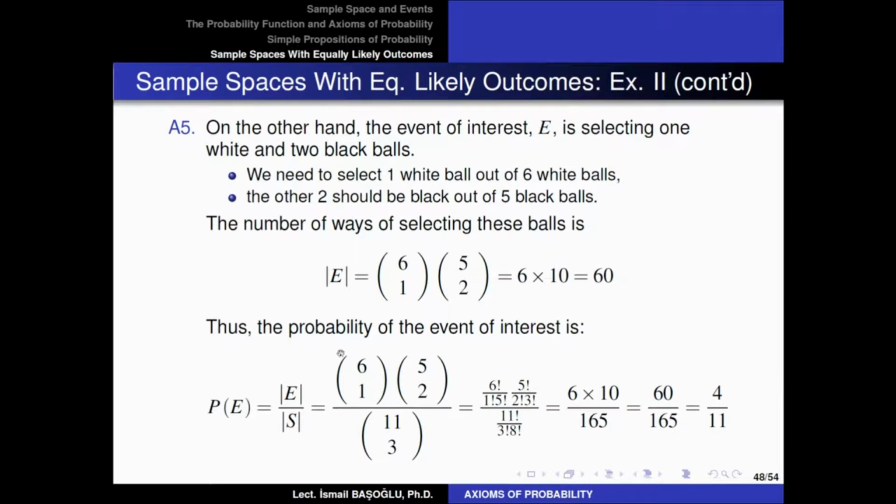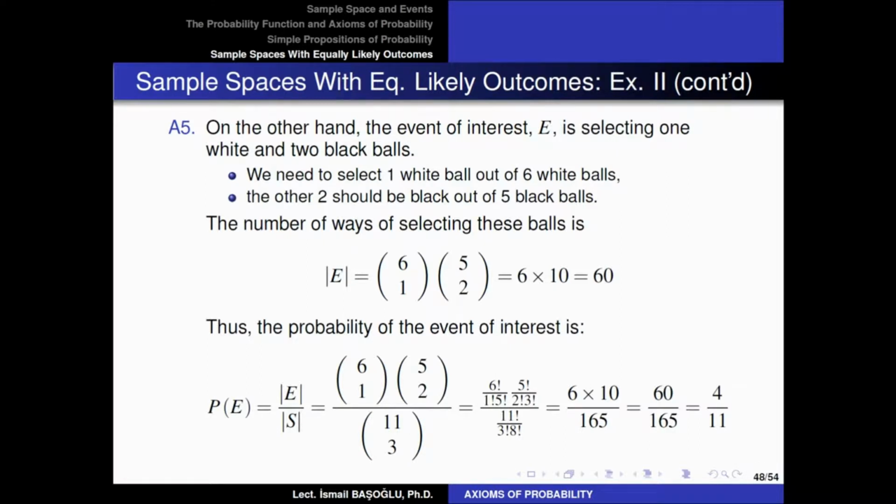So basically, the probability of event E is going to be equal to the number of outcomes that we observe in E over the number of outcomes that we observe in the sample space. So in the numerator, we write 6 choose 1 and 5 choose 2 multiplied. In the denominator, we write 11 choose 3. And after some calculations, you would get 60 over 165, or in short, 4 over 11 as a result of this question.